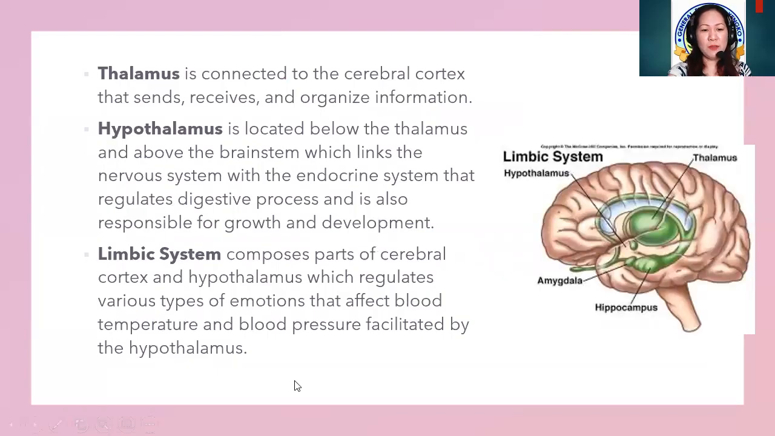So what about naman limbic system? So meron tayo sa limbic system, andyan yung cerebral cortex and hypothalamus. Okay, so isa-isahin din natin. So what is thalamus naman? So ito yung part ng thalamus. It is connected to the cerebral cortex, that sends, receives, and organize information. So napaka-importante ng function ng thalamus, no?